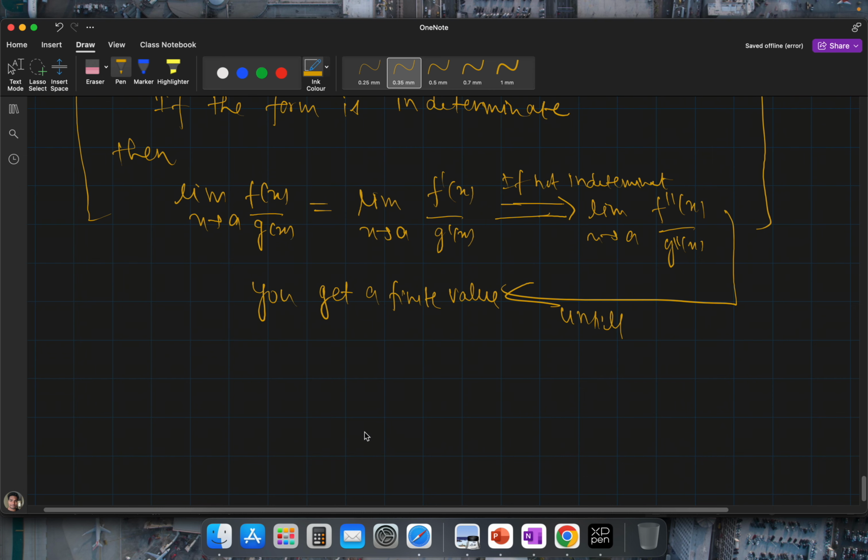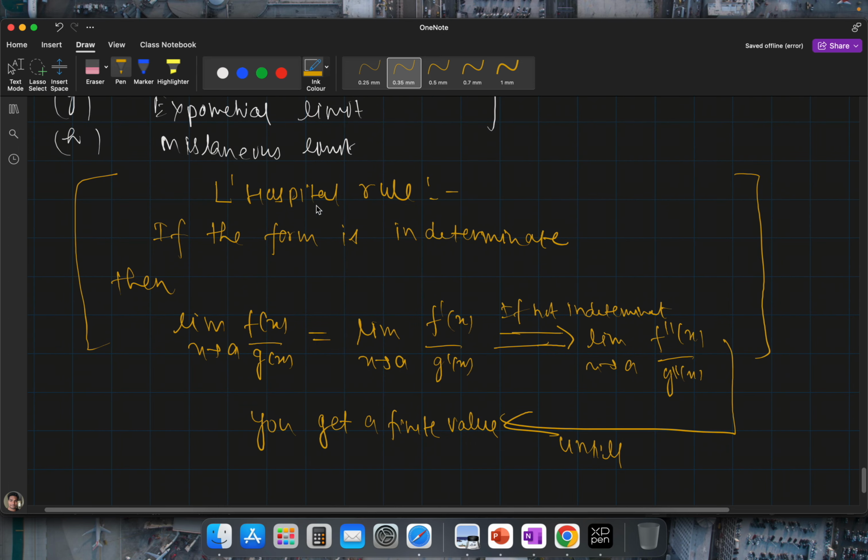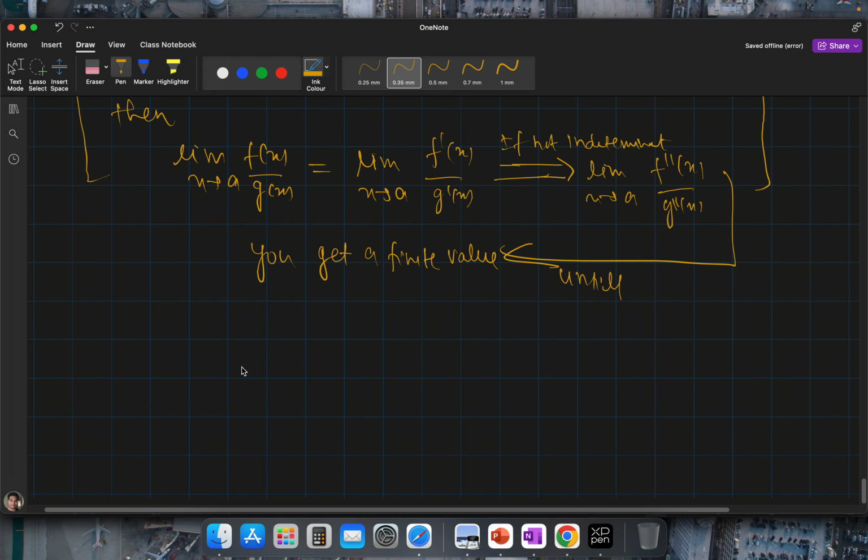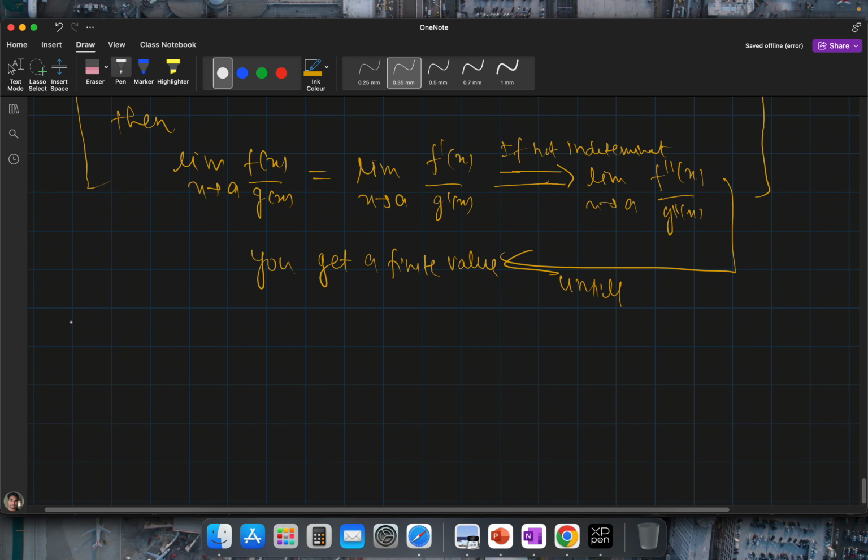Fine. This is the L'Hospital rule. I can also derive why the L'Hospital rule is true when the form is indeterminate, but I don't have time. Okay. So let's take one example.